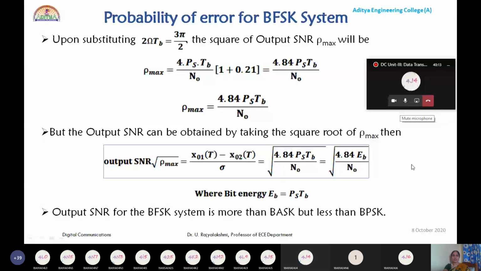Okay, thank you. We can go to the next slide. So finally we concluded that the output SNR for BFSK is root 4.84 EB by N naught. This value is higher than BASK, because for BASK the output SNR is root 2 EB by N naught, but it is less than BPSK, because for BPSK the output SNR is root 8 EB by N naught. So that's why the probability of error for BFSK lies in between, at an intermediate value between BASK and BPSK.